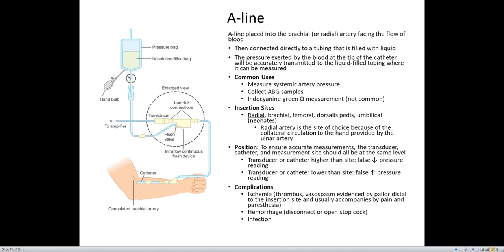Some complications that would occur with an A-line would be ischemia if a thrombus or embolus occurs in the catheter, vasospasm, and this would be evidenced by a pallor distal to the insertion site and usually accompanied by pain and tingling. Hemorrhage if the tubing is disconnected or the stopcock in the system is not closed, and of course infection.